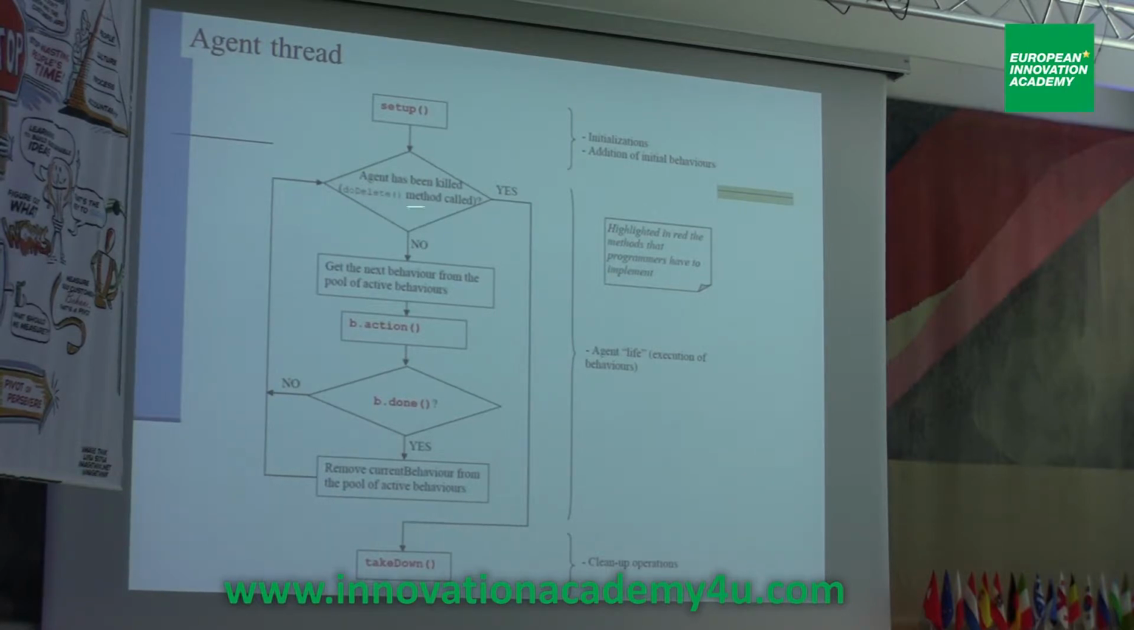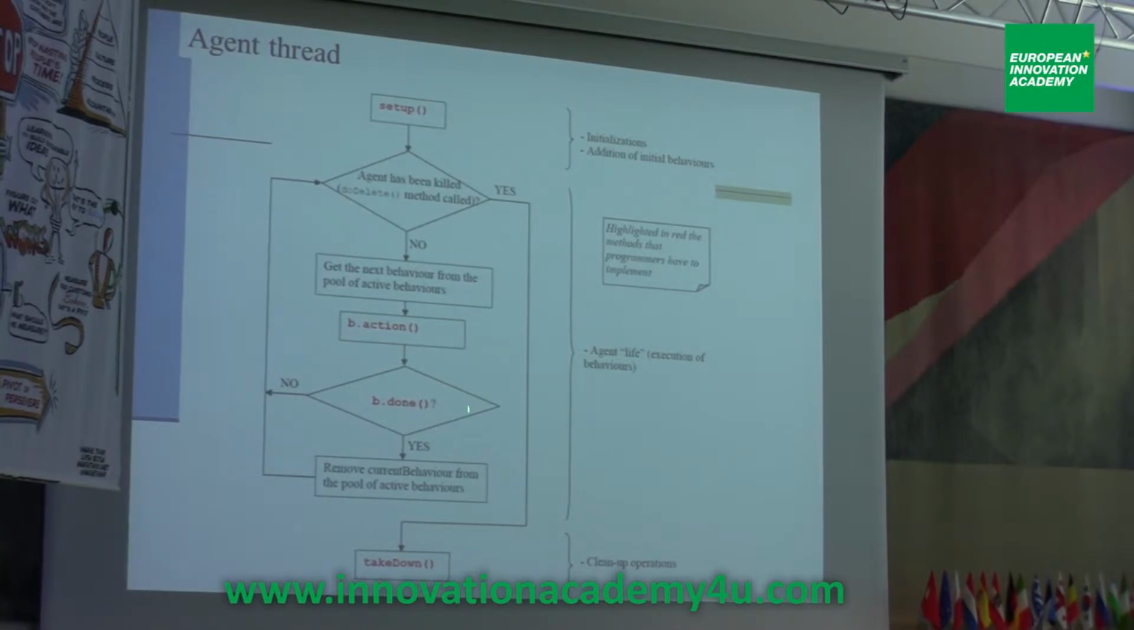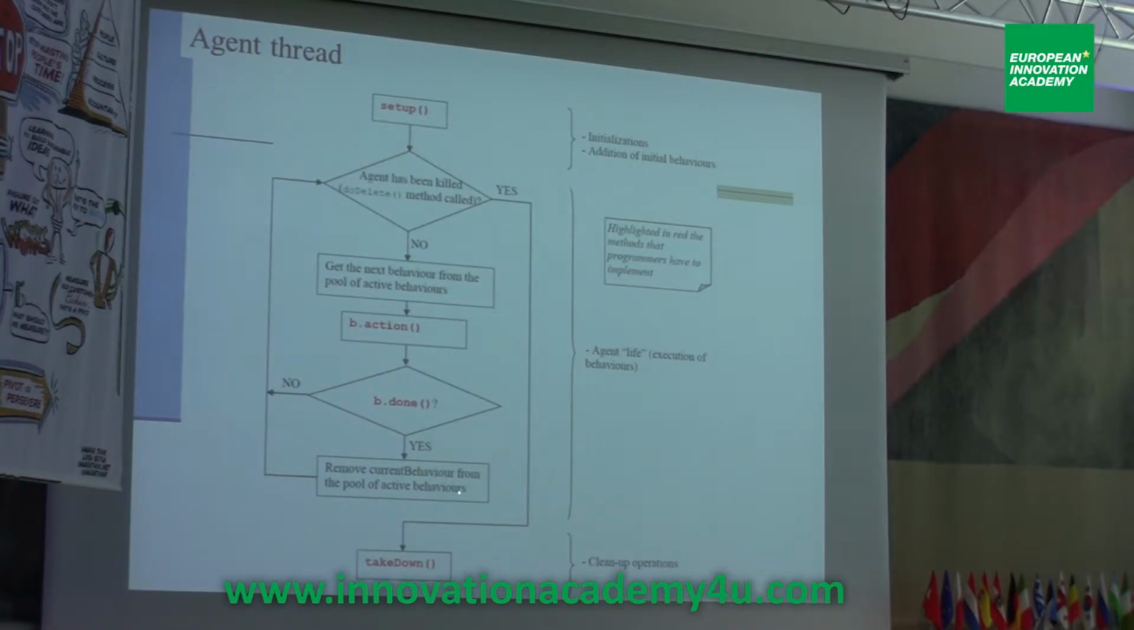We check if the agent has been killed. If not, we retrieve the next behavior of that agent, and then we perform the action method that specifies what that behavior is about to do for the agent. Then we check if the behavior is finished, and if not, we go back here again. If yes, then we remove this behavior from the pool of active behaviors. And of course here, if an agent has been killed, then we go to the takedown method that is specified by the programmer.